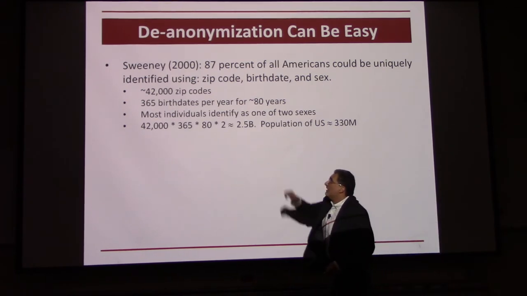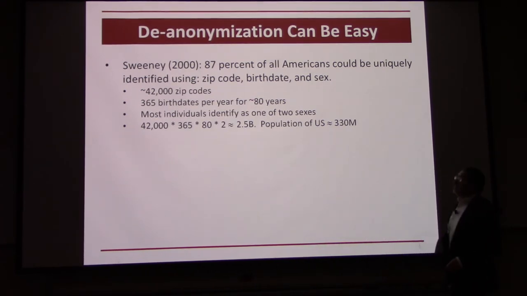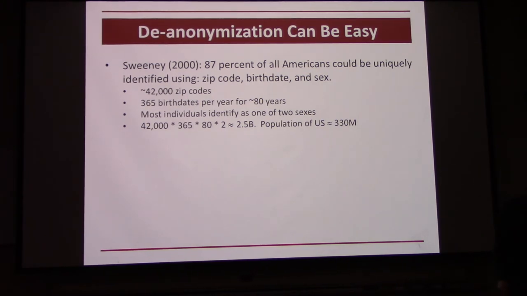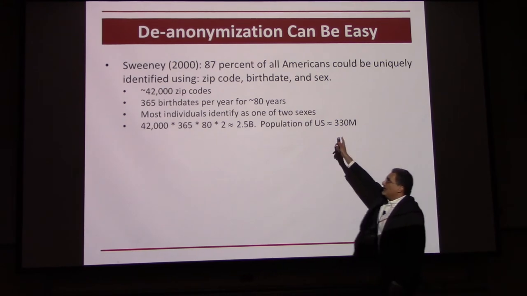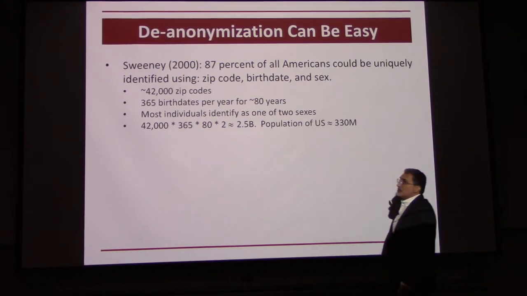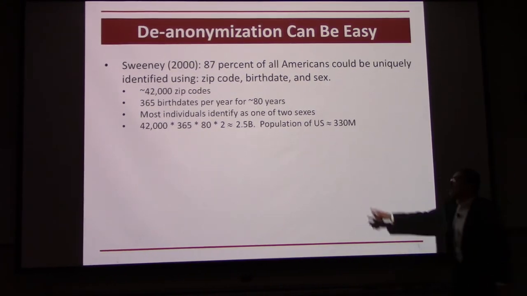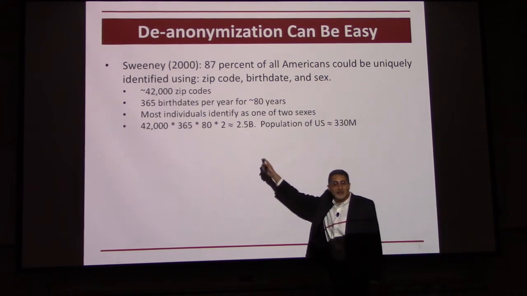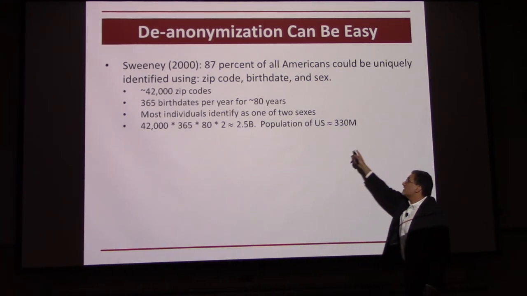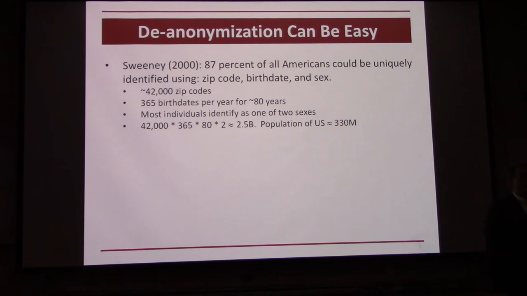There's about 42,000 zip codes in the United States. There's about 365 birth dates per year. If you were born on a leap day, I apologize, we're not counting you. For about 80 years, most individuals identify as one of two sexes. We'll just use two for now. You multiply those numbers, you get 2.5 billion. The U.S. population is only about 330 million, which means most people end up in a cell by themselves.